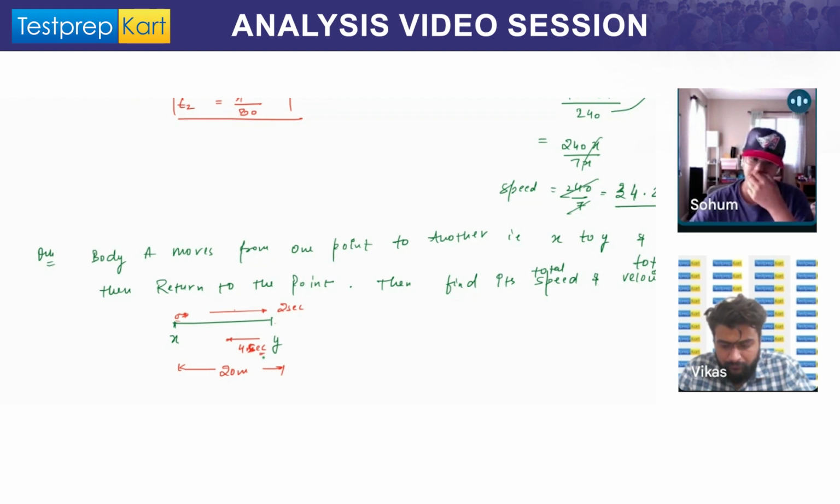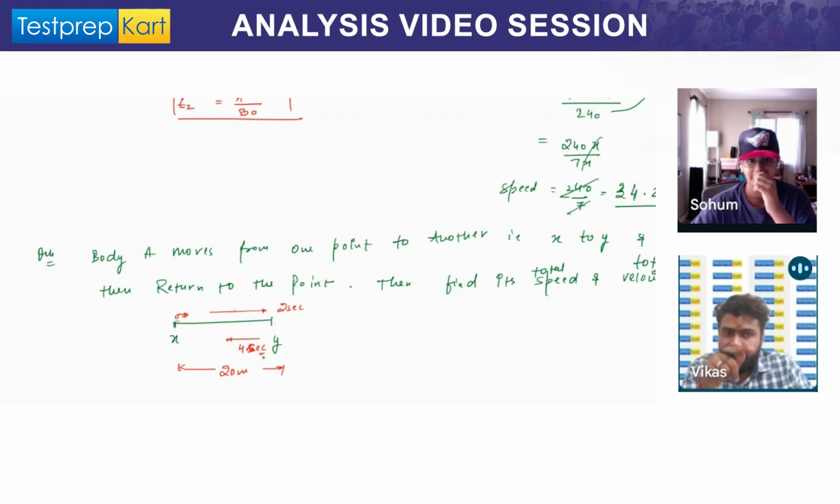Can you show me how to do this one? I'm not sure where I went wrong. No, you just figure out the speed from x to y. Just let me know by using the same formula, distance is equal to speed times time.